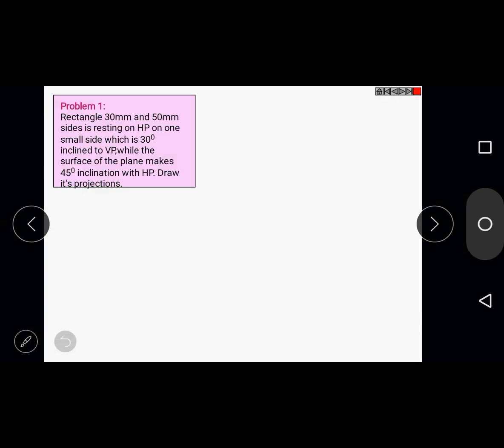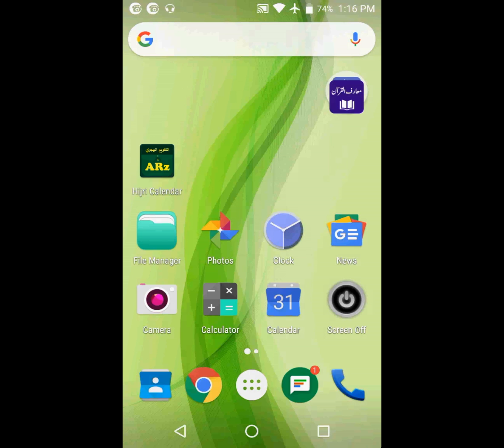In the next class, we'll solve problems step by step. We'll take up category 1, HP resting lamina. We'll solve type 1, the general type, type 2, the beta angle type, and type 3, the conditional type. After completing this, we'll go to category 2, that is VP resting lamina, again with type 1 general type, type 2 beta angle, and type 3 conditional types. So we'll wind up the class.